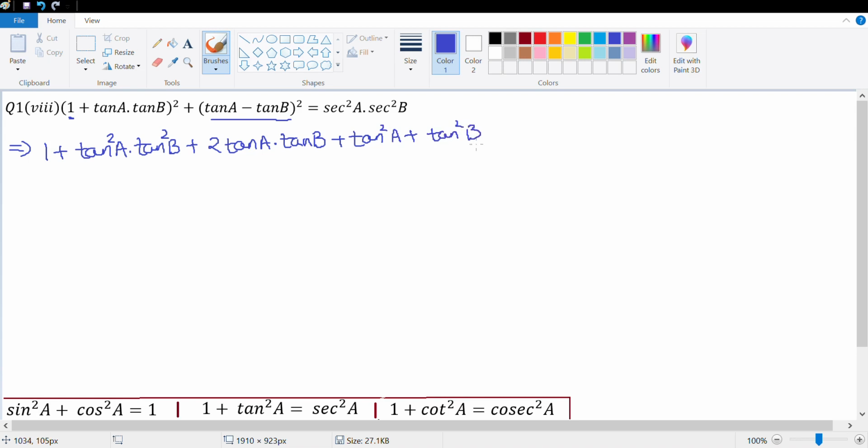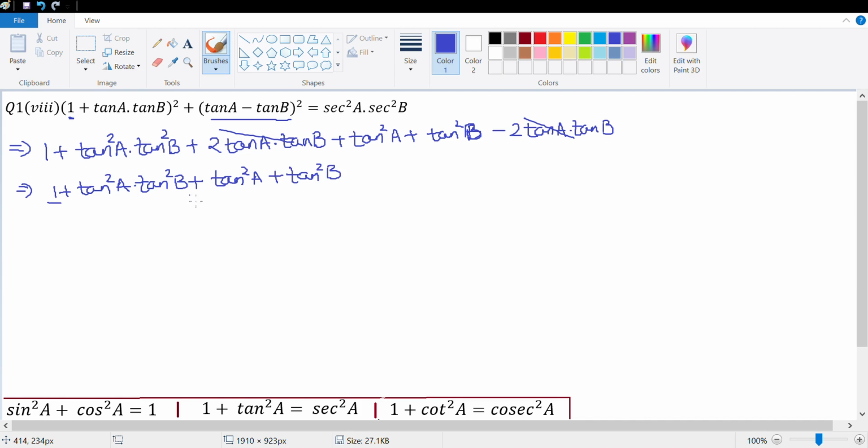This is in the form x minus y whole square. So x square plus y square minus 2 times xy. In this case, tan a dot tan b. So 2 tan a tan b and 2 tan a tan b gets cancelled. So I have 1 plus tan square a dot tan square b plus tan square a plus tan square b.